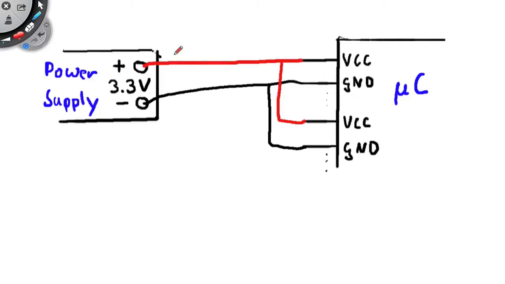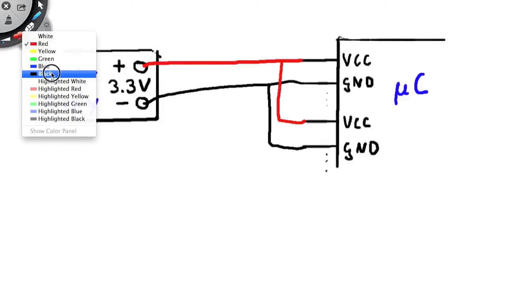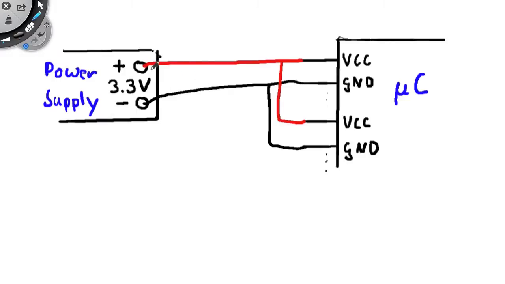The problem is in this wire here. In reality, this wire is actually an inductor. It does not have much inductance, but when current is flowing through the wire, a magnetic field is building up, and when the microcontroller is switching currents on and off, that's causing a problem.